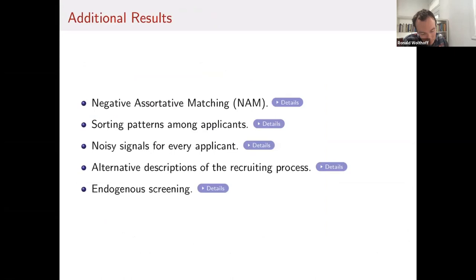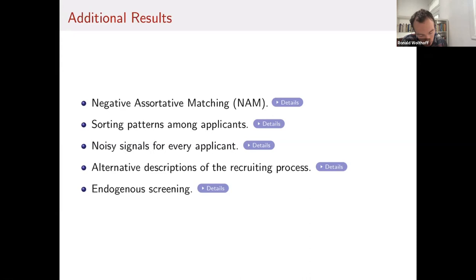Let me just briefly tell you what else we do. So we do negative assortative matching. And again, this speaks to the data, right? Traditionally, the literature has focused on sorting patterns among matches, but matches are actually fundamentally different from applicant pools here. And so with more data becoming available on applicant pools, you can also look at sorting patterns there. So we do that too.